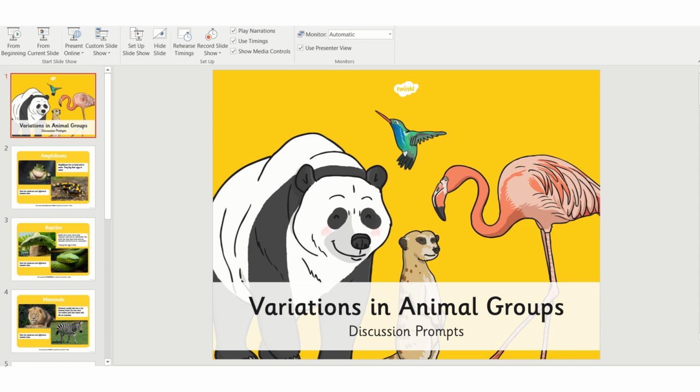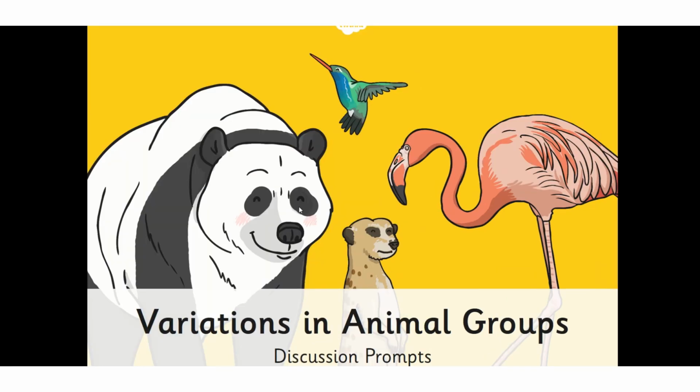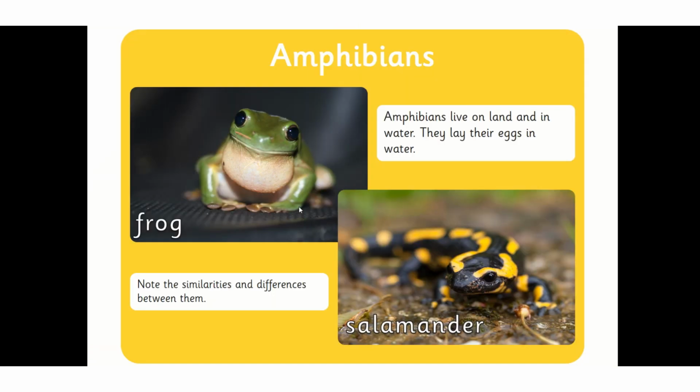Today we're going to have a little rethink about a science topic we actually learned quite a lot about in the autumn term. We learned a lot about animals and found out that animals can be grouped in different ways. These slides help us to think a little bit more about that. So, let's have a little look.